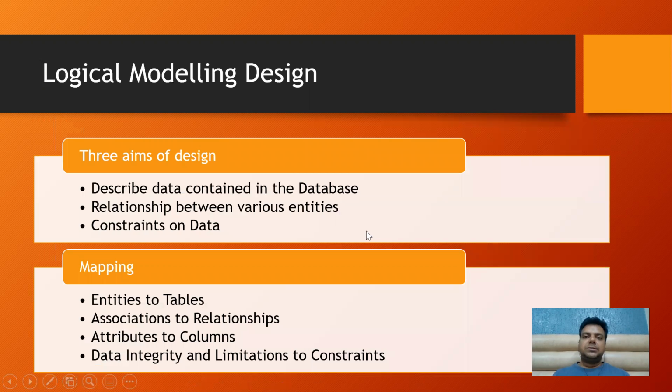The next step in the database design is the logical modeling design, which has three aims: finding the data that is contained in the database, the relationships between various entities, like one to many, one to one, or many to many, and similarly the constraints on the data, whether the data can be null or whether the data can be derived from other tables. For mapping, the entities are directly marked as tables, the associations as relationships, and attributes as columns, and data integrity and limitations are identified from these constraints.